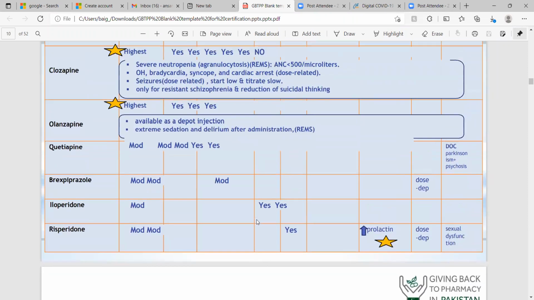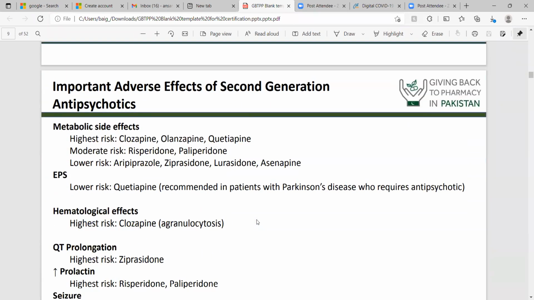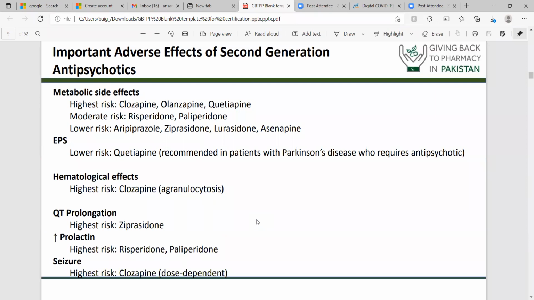And if we are thinking about second generation antipsychotics, I would say that we need to know which antipsychotic has the most metabolic side effects, EPS, hematological effects, QT prolongation, which one can increase prolactin, and which one has more risk for seizures. If we are talking about metabolic side effects, we divide into highest, moderate, and low risk. And I would encourage you to memorize all those agents.